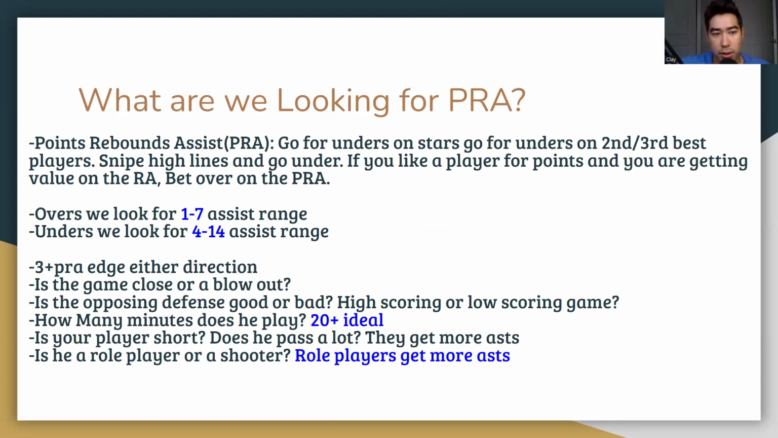We're looking for a 3+ PRA edge in either direction. So, like I said once again, if you don't have a 3+ PRA edge, you don't want to be betting on it, because it's more like a 50-50 bet if it's not that much of an edge. So if the edge is only like 1 PRA, we're not going to be touching that. We're just going to fade it.